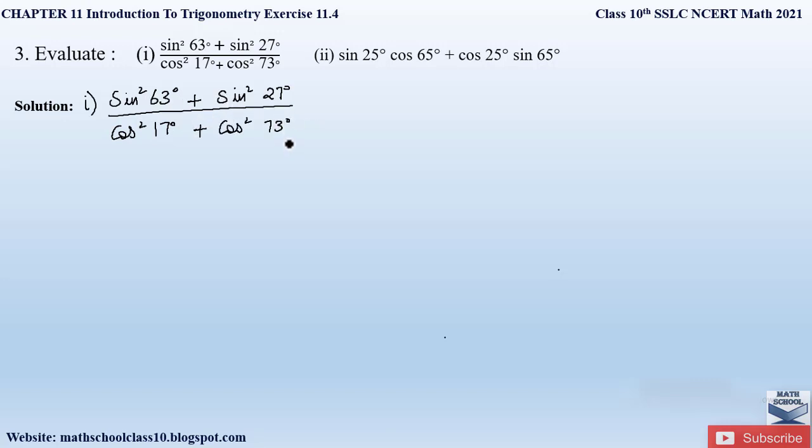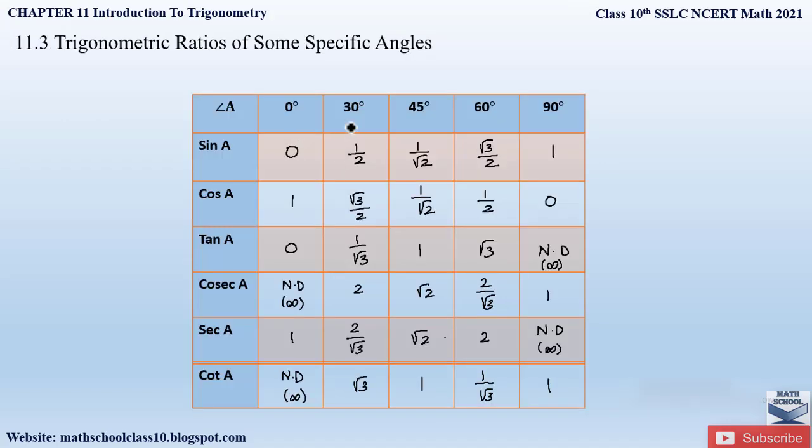To simplify this given expression, we have to find the values of sine 63, sine 27, cos 17 and cos 73 degree angles. If you remember, in our exercise 11.2, we used the table of trigonometric ratios of some specific angles, where the values of 0, 30, 45, 60 and 90 degree angles of all the trigonometric ratios are given. But since we need the values for sine 63, sine 27, cos 17 and cos 73, which are not given here, we will apply complementary angles.